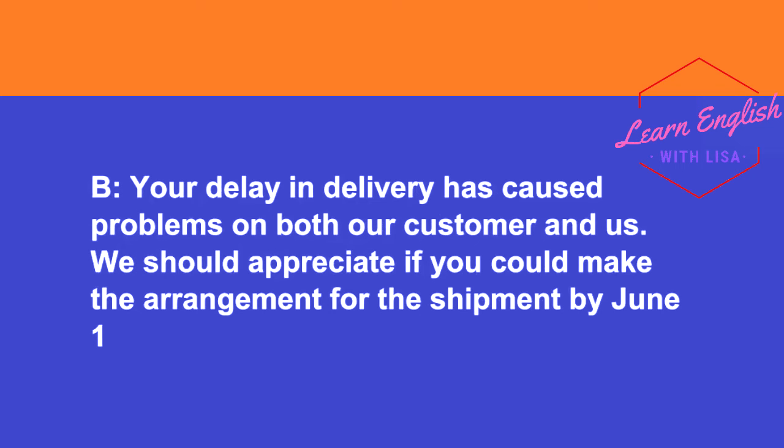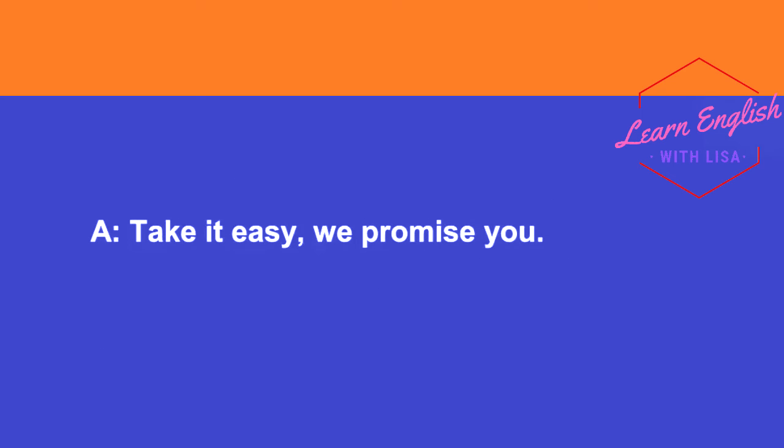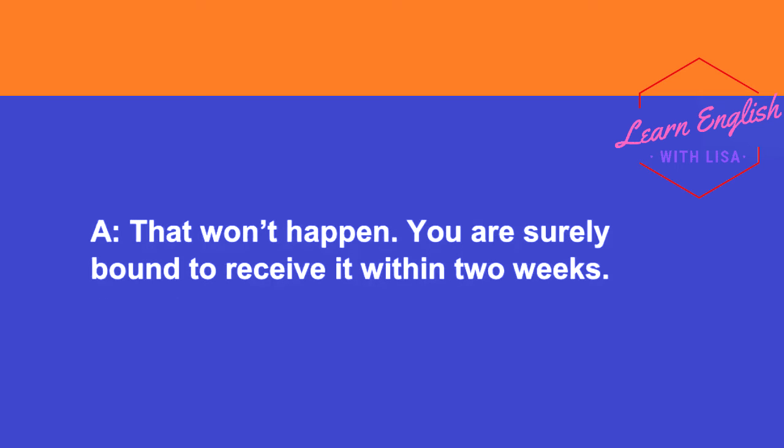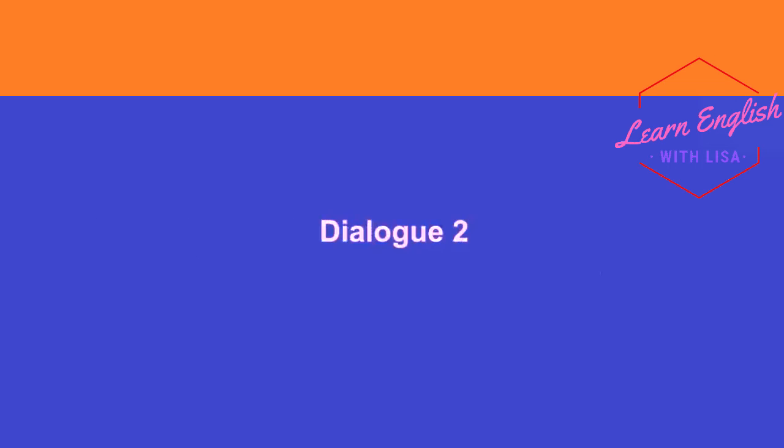Your delay in delivery has caused problems for both our customer and us. We would appreciate it if you could make the arrangement for the shipment by June 1st. Take it easy, we promise you. I'm afraid if you are unable to deliver within this period, we shall be compelled to cancel our order. That won't happen. You are surely bound to receive it within 2 weeks.